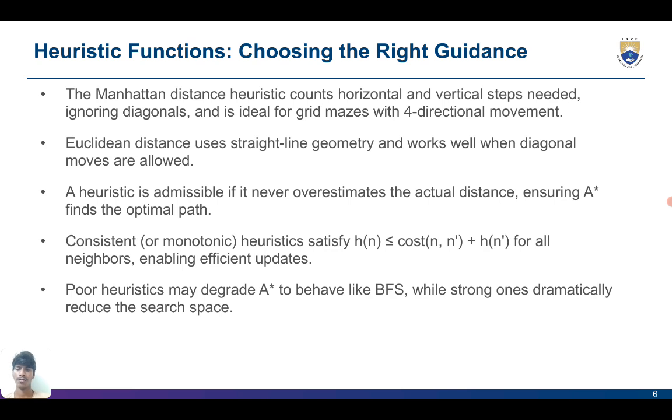Consistent or monotonic heuristics satisfy h(n) less than or equal to cost(n, n') plus h(n') for all neighbors, enabling efficient updates. Poor heuristics may degrade A star to behave like BFS, while strong ones dramatically reduce the search space.